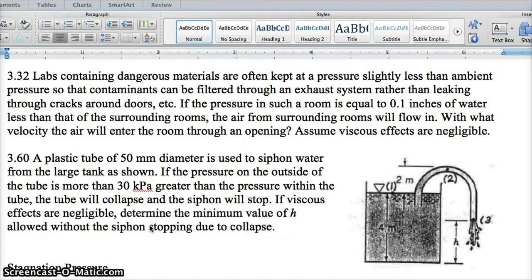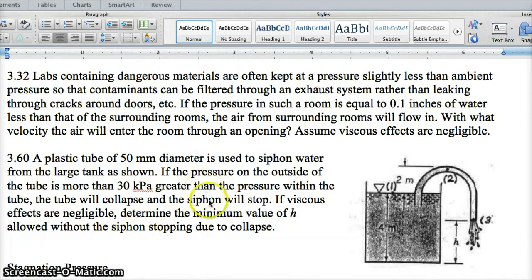This is a typical requirement in labs containing contaminants, so that in case of a leak, the air from the lab does not flow into the corridor and cause a dangerous condition. Rather, it flows towards the exhaust and gets thrown out.